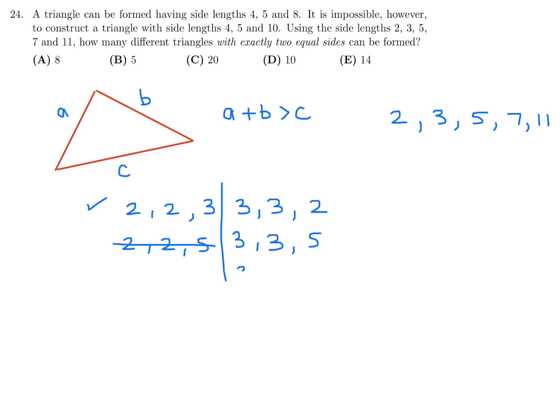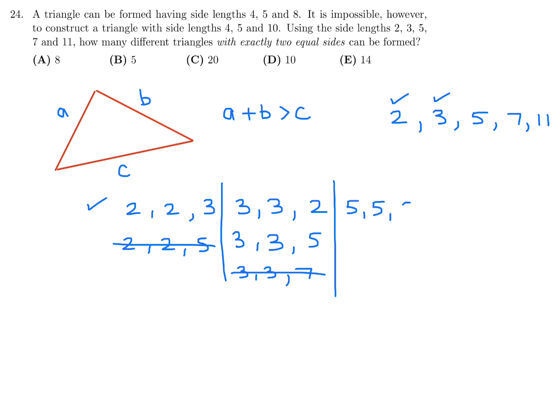Now what about 3, 3, and 7? Well, that will not work, because 3 plus 3 is 6, and that is not greater than 7. All right, so we got rid of the 2's, we got rid of the 3's. Now, same principle, we choose 5.